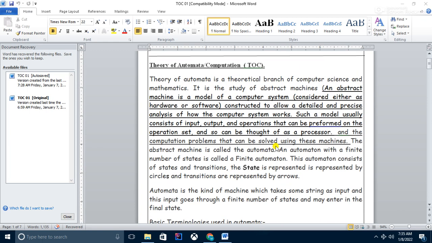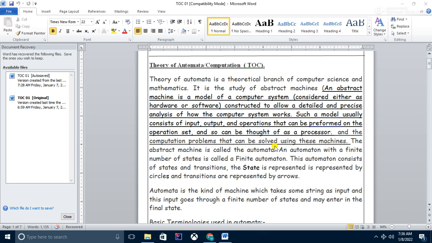We discussed that finite automata is nothing but an abstract machine which simulates the functioning of a theoretical branch of computer science. It is basically a theoretical branch of computer science and mathematics, and it is a model of the computer system that may be either hardware or software. It is used to study how the computer system works.